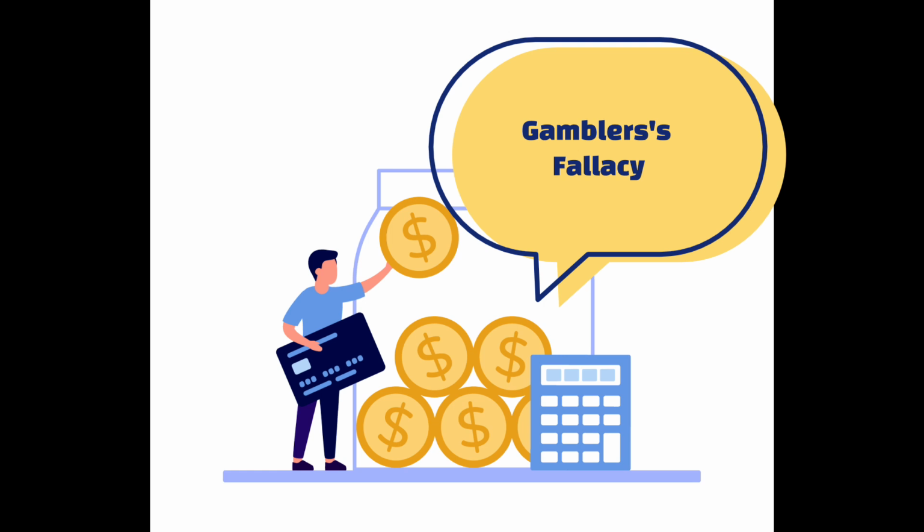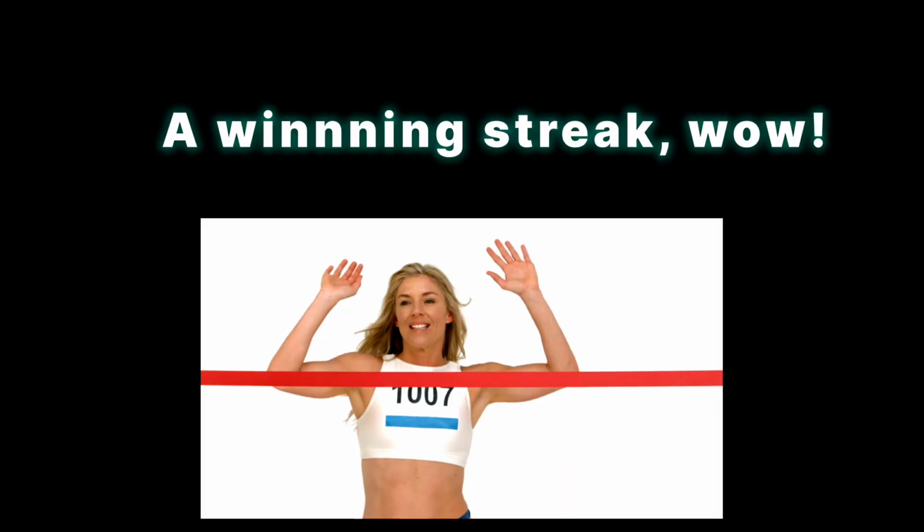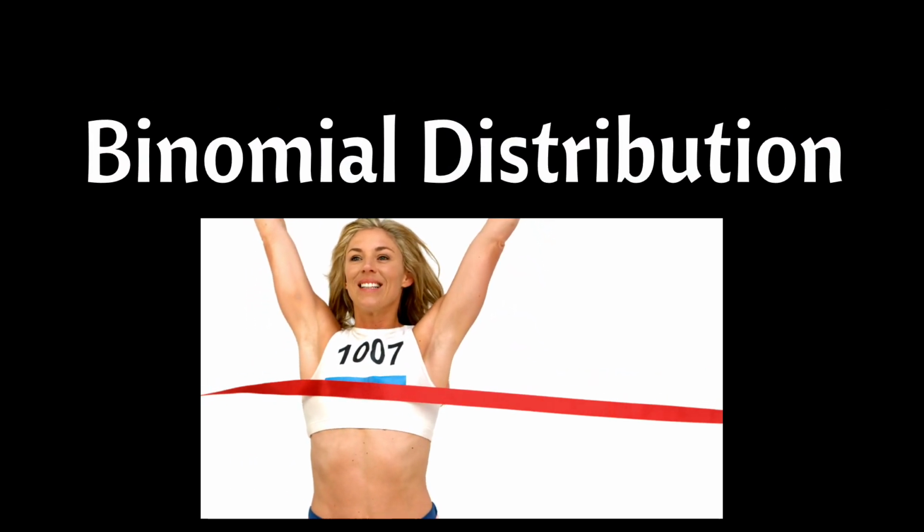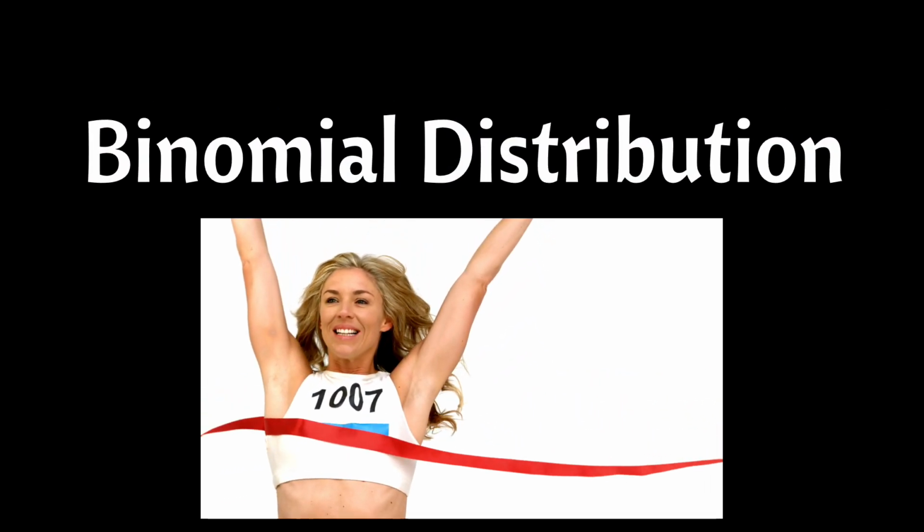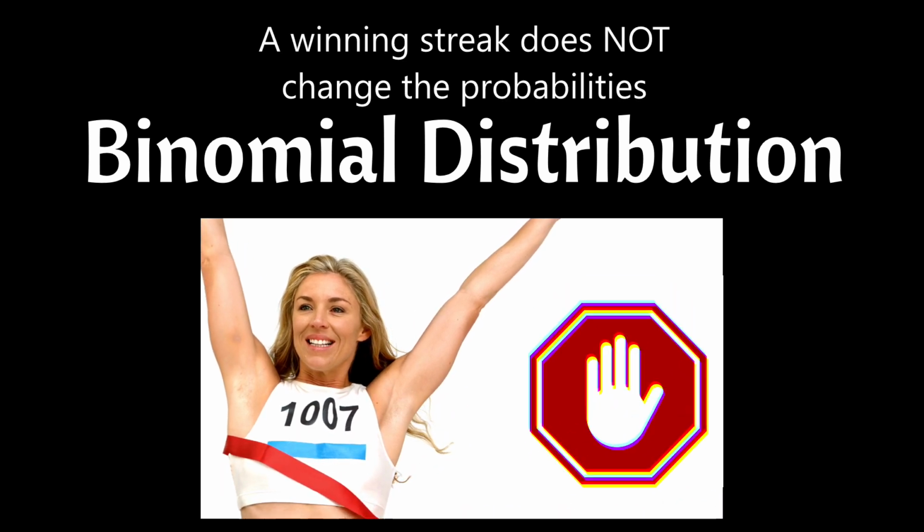Today, we'll explain what the gambler's fallacy really is, why streaks feel meaningful, and how our previous lesson on the binomial distribution ties up with the idea that a streak does not change probability.